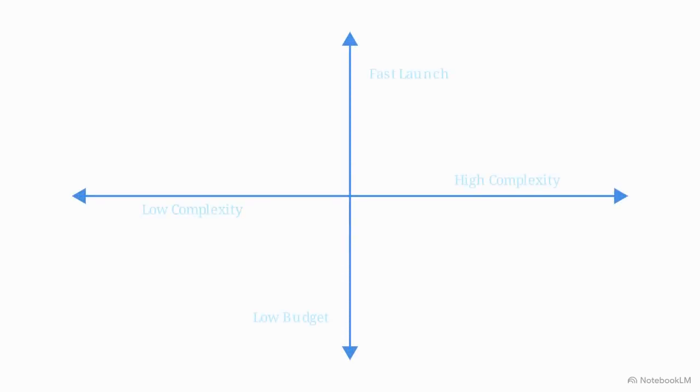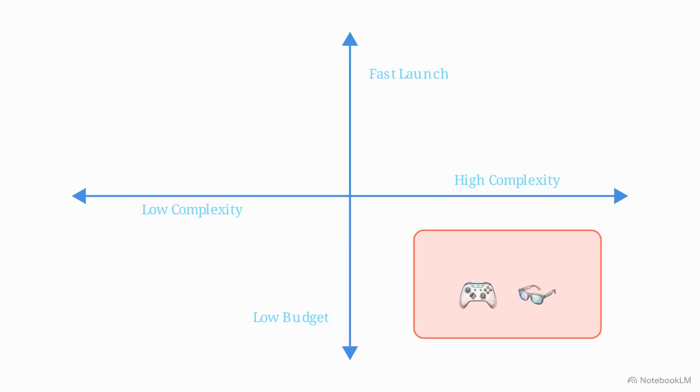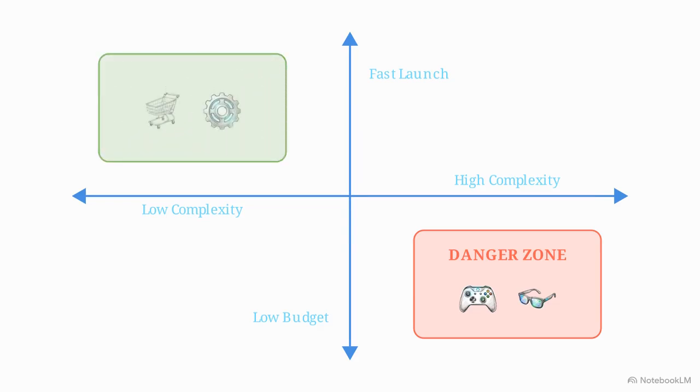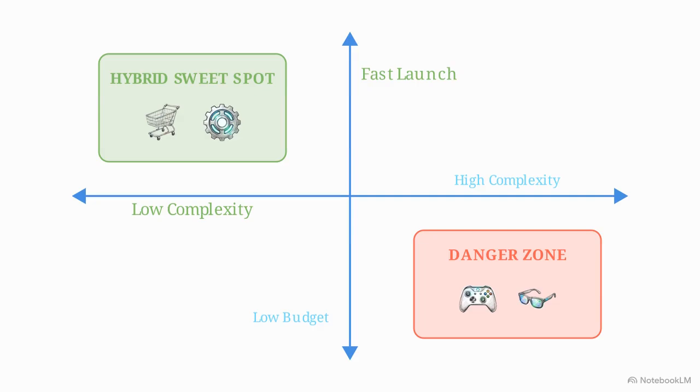We can map every project using two variables: hardware reliance on the x-axis and budget constraints on the y. High-complexity apps with low budgets, like 3D games or AR tools, fall into the bottom right. This is a danger zone where the technical requirements often exceed the available capital. Standard utility apps, like e-commerce or B2B tools, sit in the top left. They face high pressure for a fast launch, but require relatively low hardware complexity.